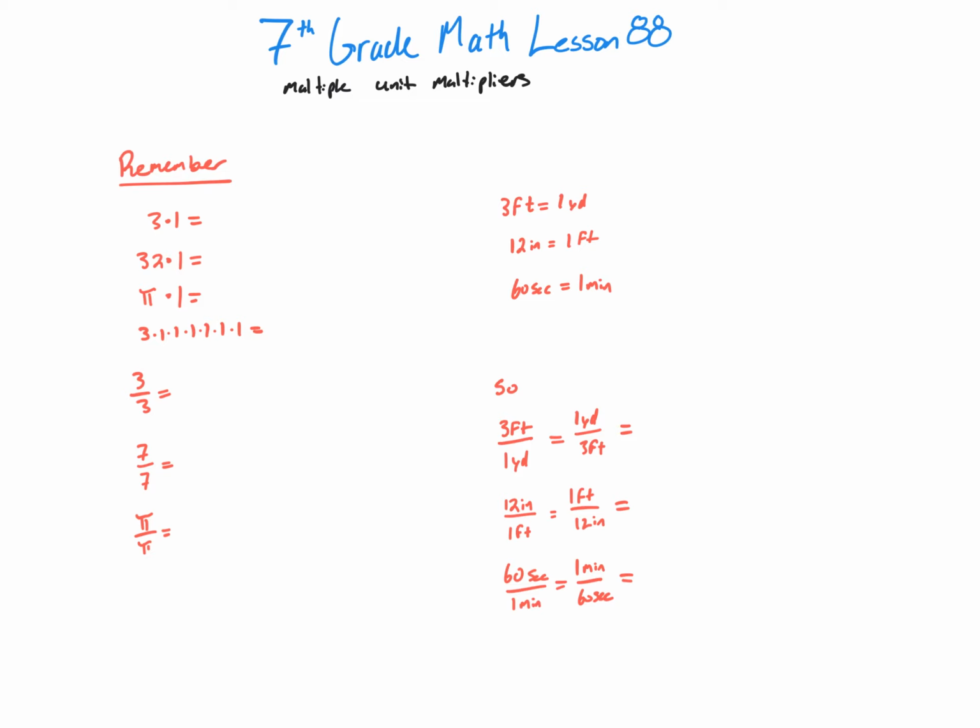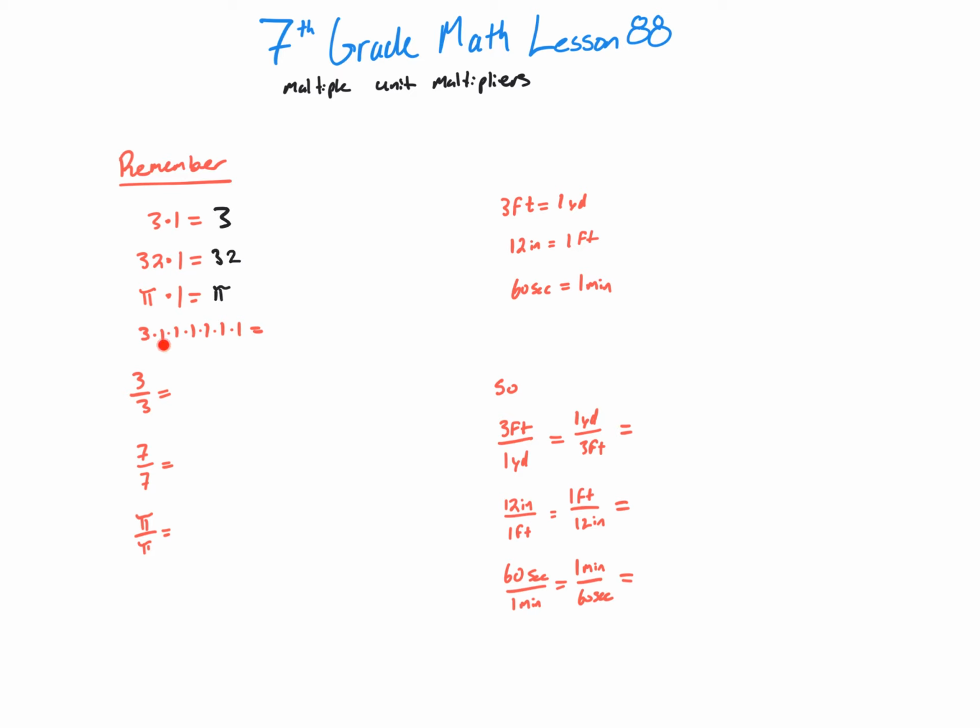This is lesson 88. We're going to be talking about using multiple unit multipliers to convert units of measure. So just a few things to remember: if you multiply a number by 1, like 3 times 1, you're just going to get back to that same number, 3. If you multiplied 32 times 1, you end up with 32. If you multiplied pi times 1, that's right, you end up with pi.